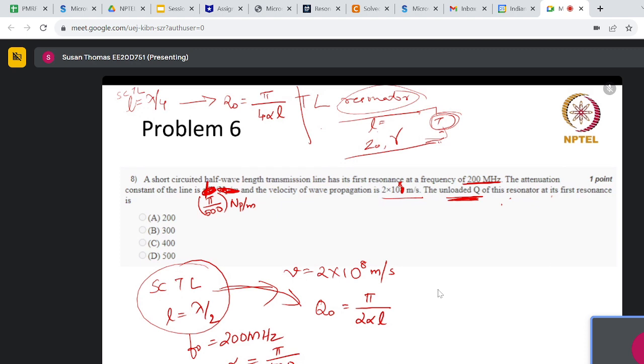Okay. Now, do we know what alpha l is? Alpha is given. Do we know the length of the transmission line? Or is there a way to find the length of the transmission line? Lambda, which is equal to c by f. Yes, lambda is c by f. Okay, and then we'll find it. Do you think c is 3 into 10 power 8? No, madam, here it is 2 into 10 power 8, so we can't say c. Basically, the velocity of wave propagation we have to consider.